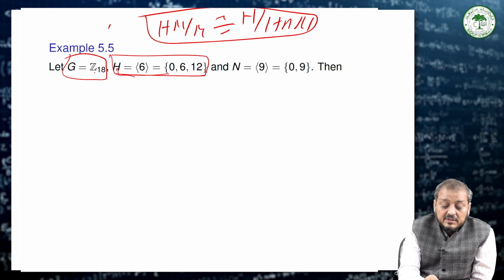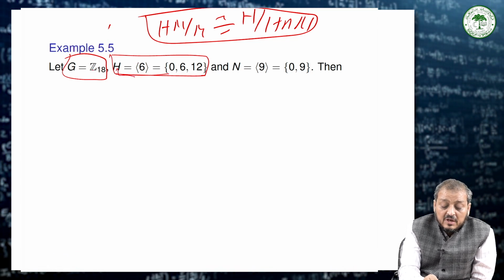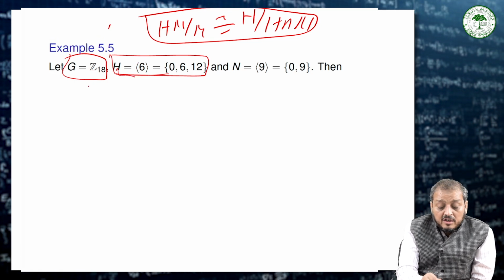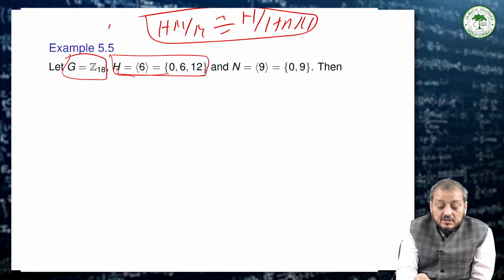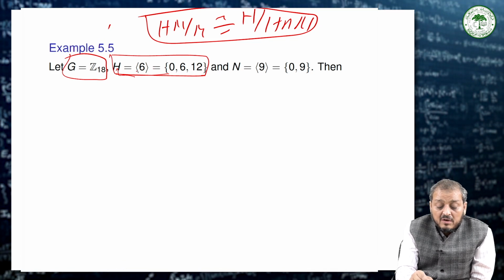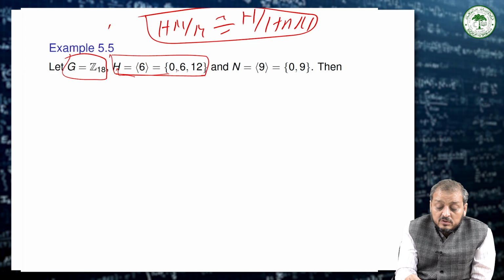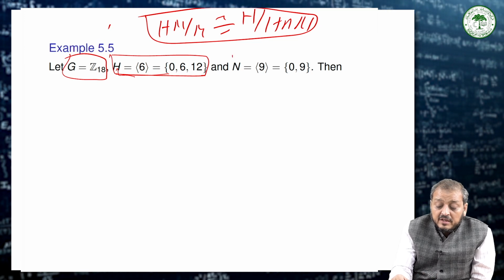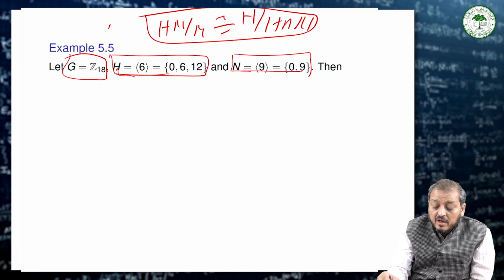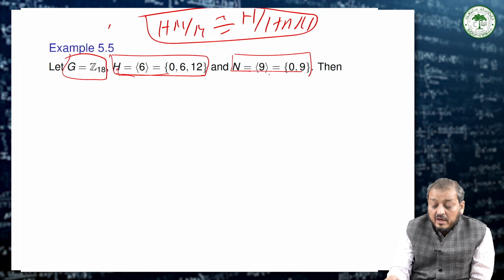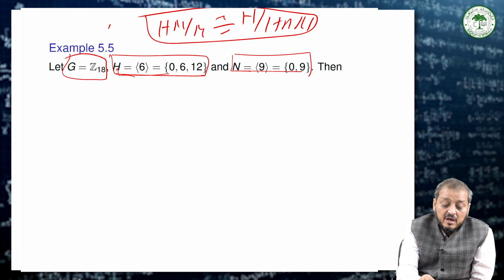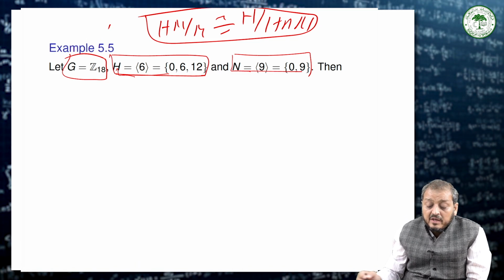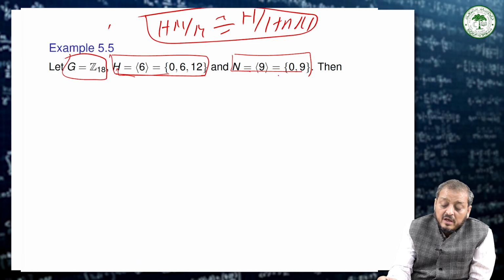So H, generated by 6, is a subgroup of G under addition modulo 18. The elements are 0, 6, 12, and then again 0. So H is {0, 6, 12}. And N is a normal subgroup generated by 9, so we take 0 and 9, again under addition modulo 18. So 0 and 9, and no other element.